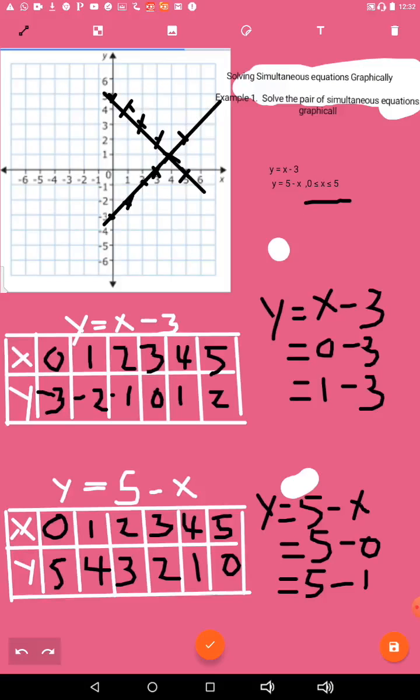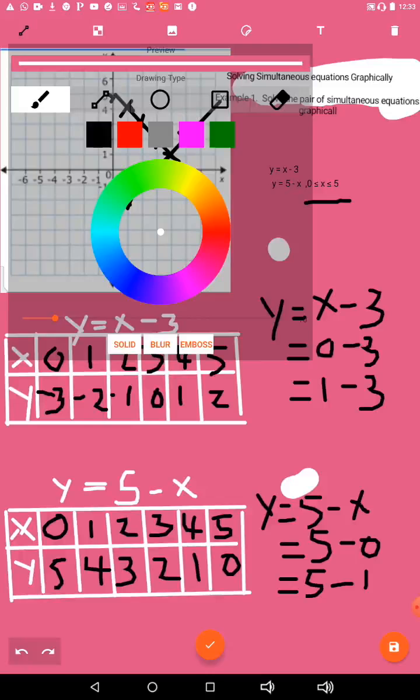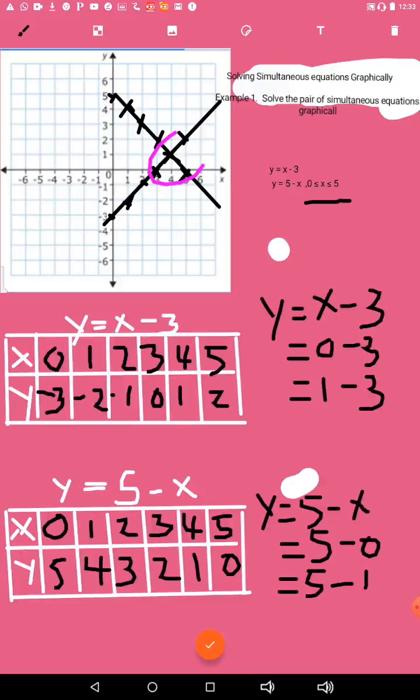That line doesn't really look straight, but let's go again. Alright. Now that is it. So one line is the line y equal x minus 3, and the other is y equal 5 minus x. So now we are going to find our solution. Our solution to the question is right here, where the two lines cross.